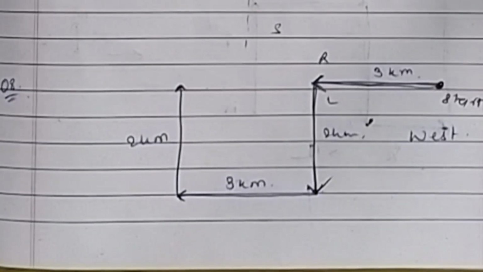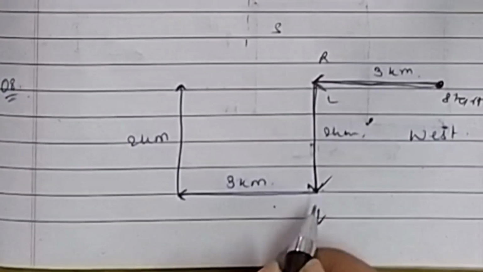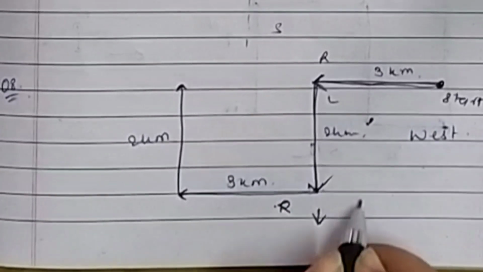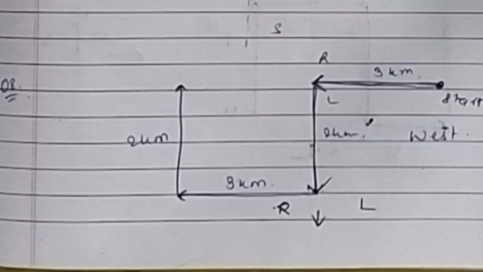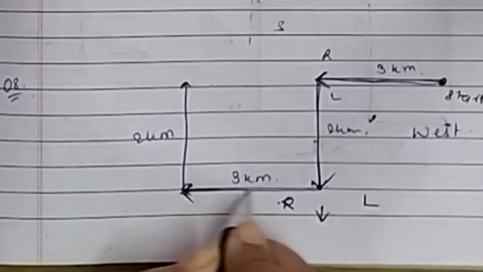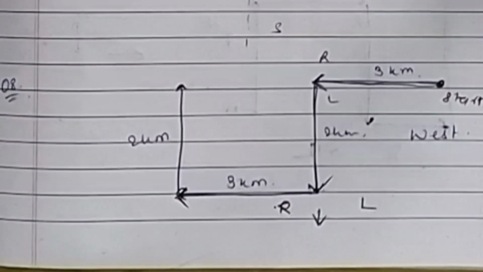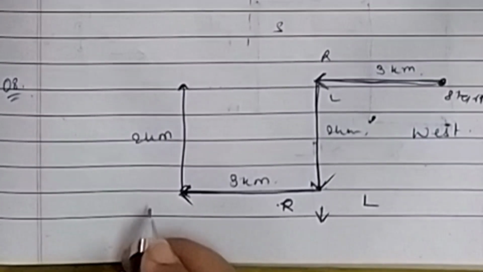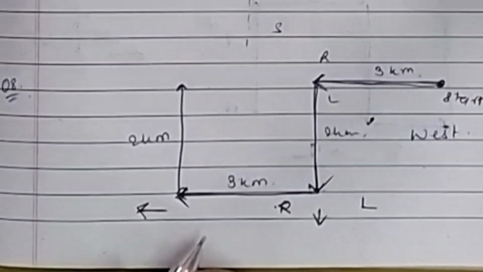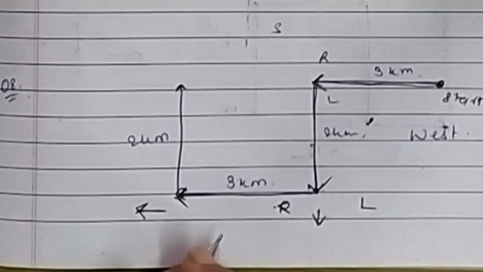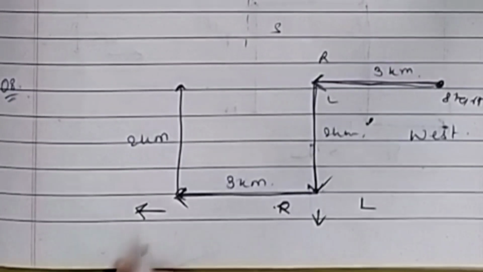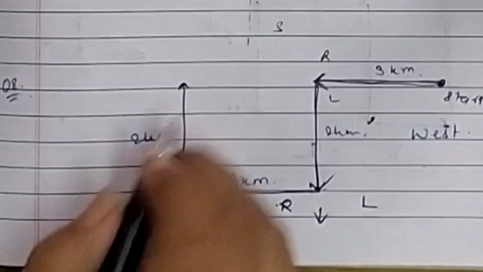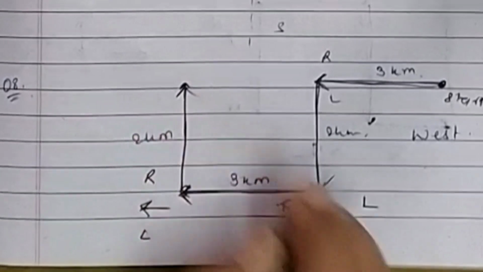He then turned to his right and walked for 3 kilometers. So by facing the south direction or downward direction, this will be the right and this will be the left. So he took the right turn and walked for 3 kilometers. Finally, he took his right turn again and walked another 2 kilometers. So facing this west direction, he again took the right turn. So this is the right and this is the left. So he has taken the right turn and walked for 2 kilometers.